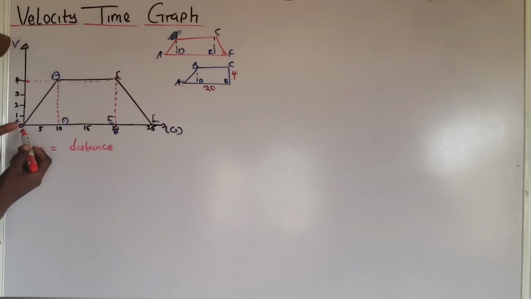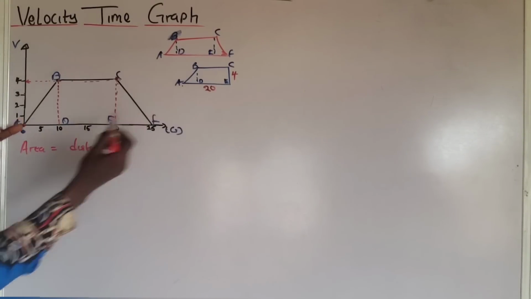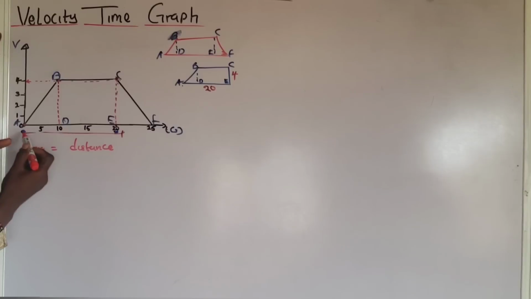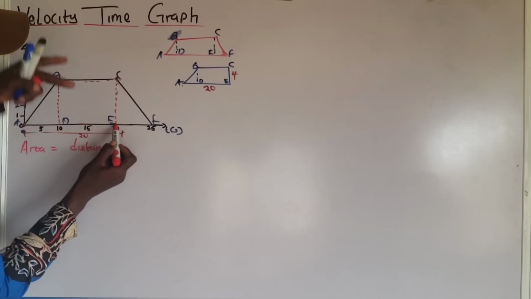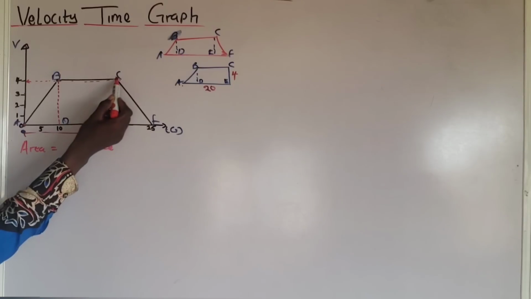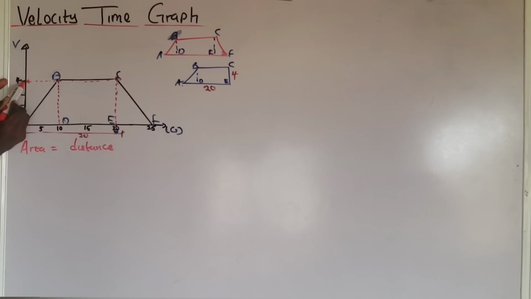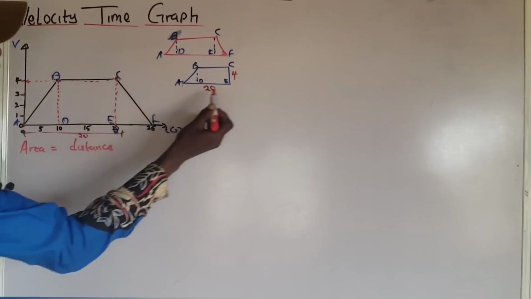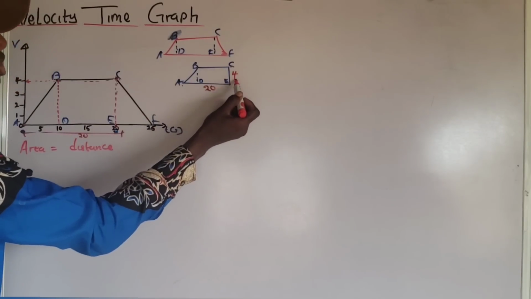You understand? That is why I dragged it out. Now, the distance from A to E is 20. And the distance from E to C is 4, because when you trace it from this point, you trace it to the velocity side. The velocity is represented along the y-axis. So if you trace it to the velocity side, you discover that the corresponding value of the velocity is 4.